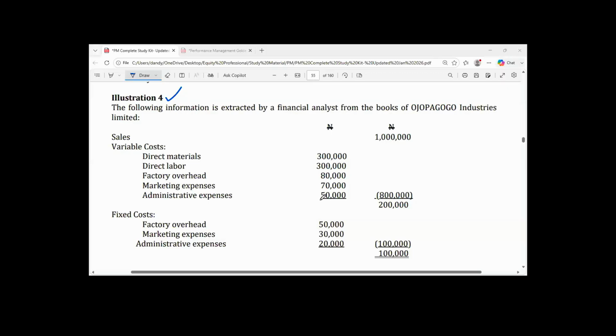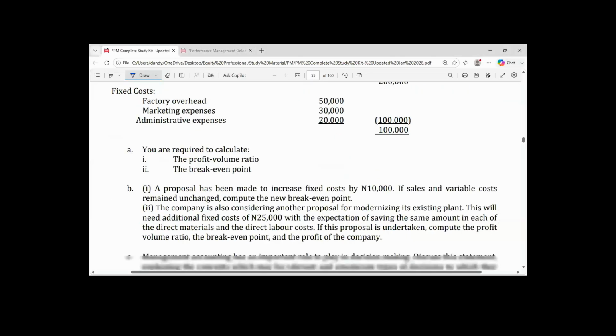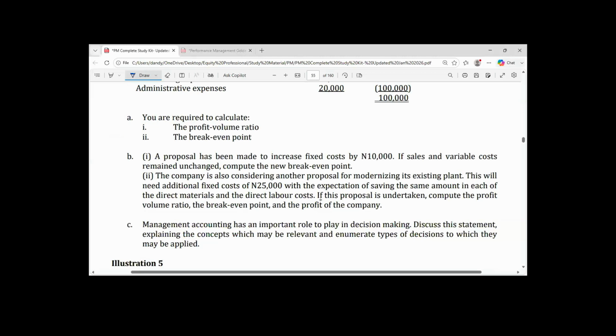The following information is extracted by financial analysts from the books of Ojopagogo Industries Limited. All figures assumed to be correct. You are required to calculate I, the profit volume ratio, and II, the break-even point. B, I. A proposal has been made to increase fixed costs by 10,000 naira if sales and variable costs remain unchanged. Compute the new break-even point.